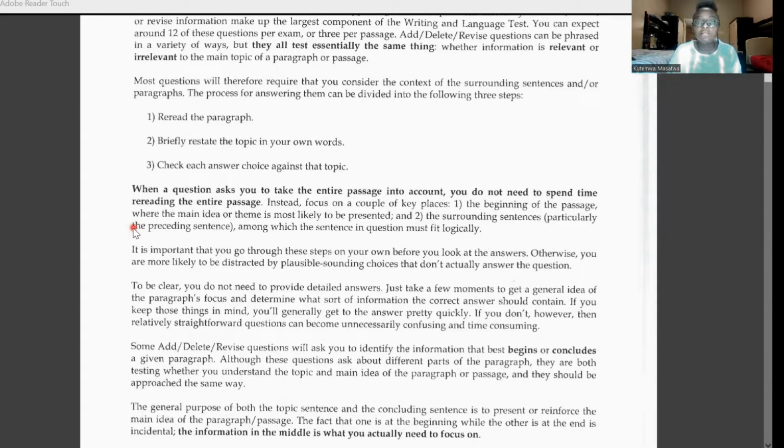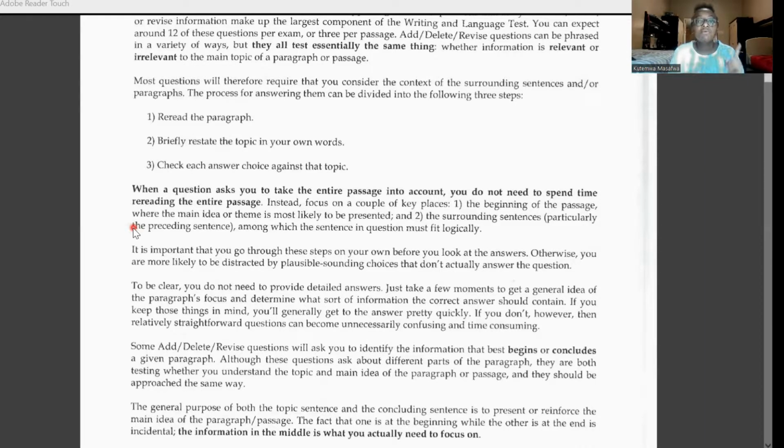So most people don't really pay attention to the passage itself. You're not really trying to understand the passage. You're just trying to correct the mistakes that have been put, or you're just trying to make the passage better. So if you're asked to take the entire passage into account and you have no idea what the main idea is, you do not have to read the whole passage. There are key portions of the passage that you can focus on.